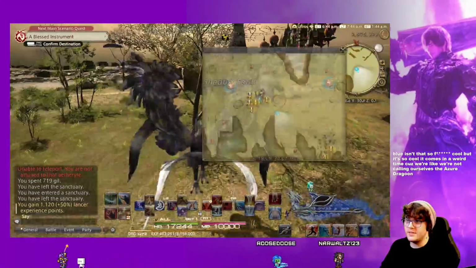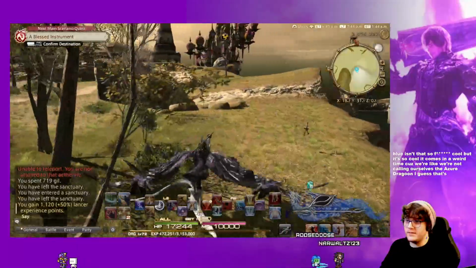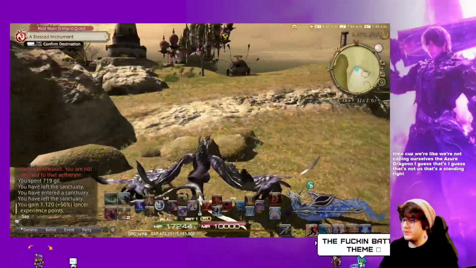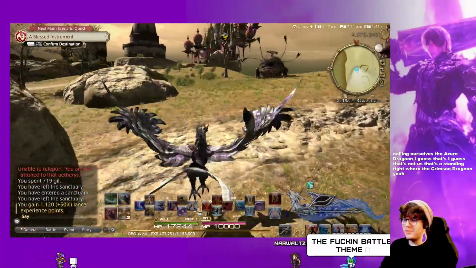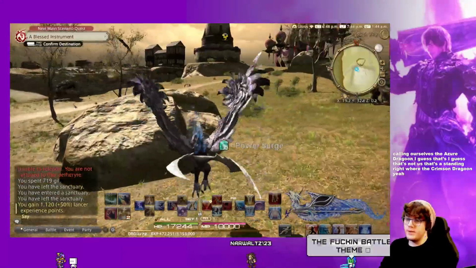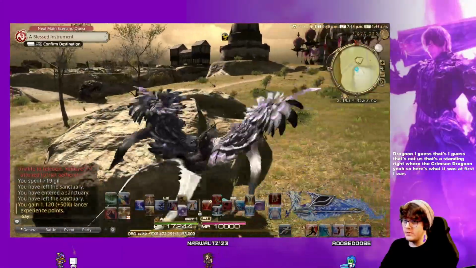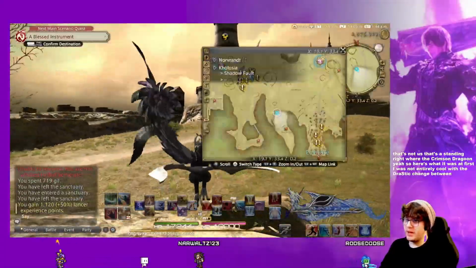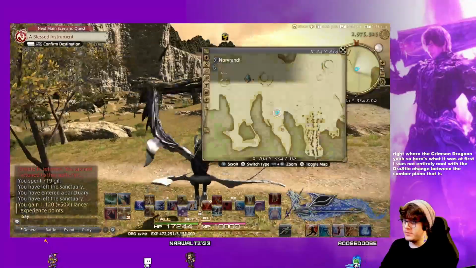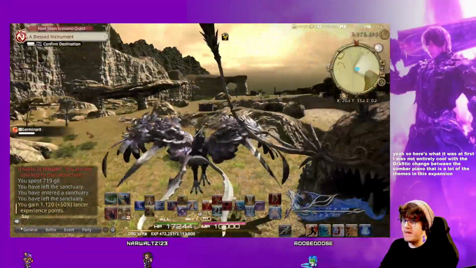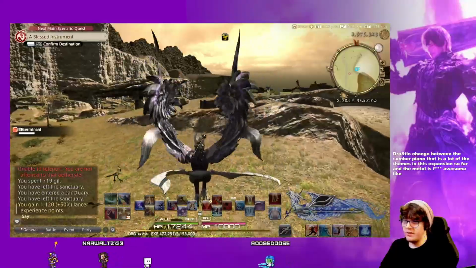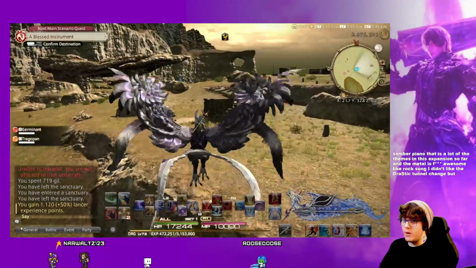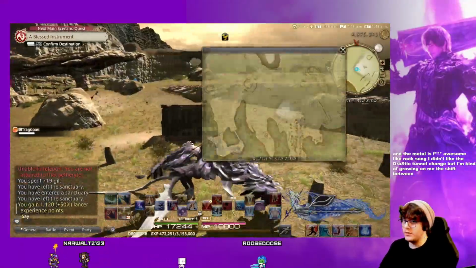I guess that's not us. That's Estinien, right? Or the Crimson Dragoon. The battle theme is like, wow. Here's what it was. At first, I was not entirely cool with the drastic change between the somber piano that is a lot of the themes in this expansion so far, and the metal as fuck awesome rock song. I didn't like the drastic tonal change, but it's kind of growing on me, the shift between the two, you know?